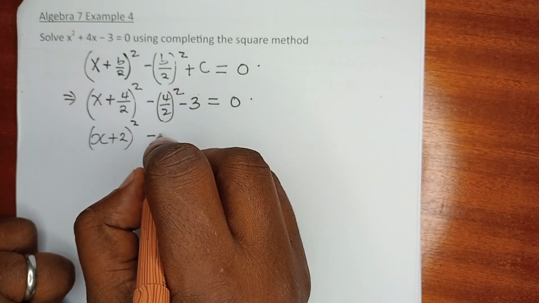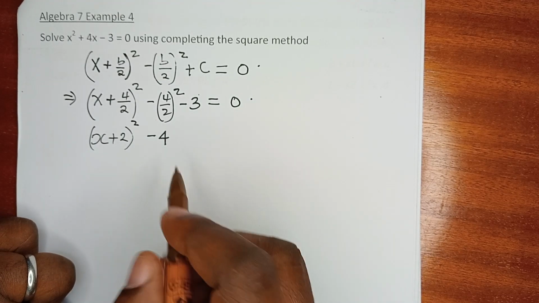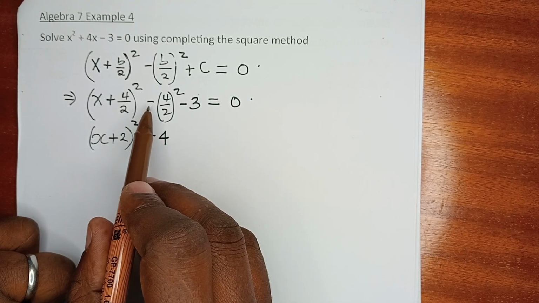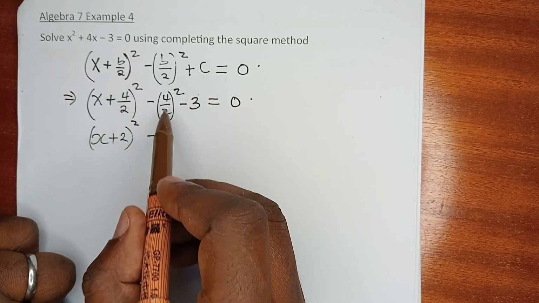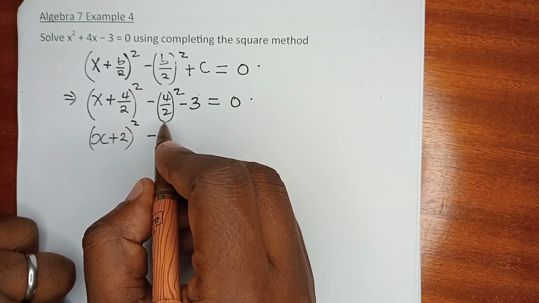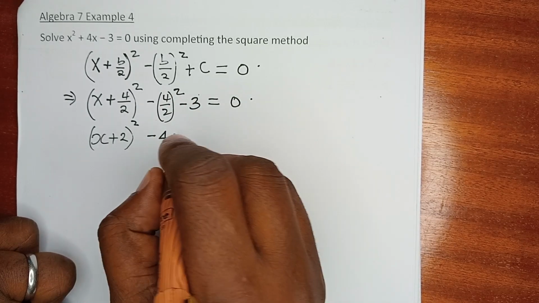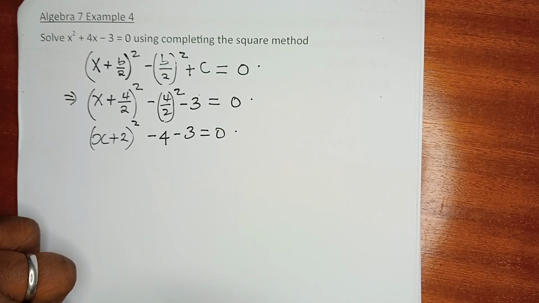2 squared is 4, and we should take care at that particular point because the negative itself is not squared. So we subtract everything that is in the bracket squared. So 4 over 2 is 2, squared is 4, so minus 4 minus 3 is equal to 0.